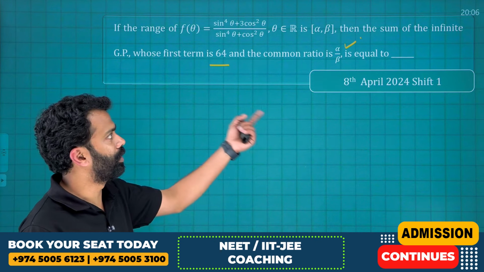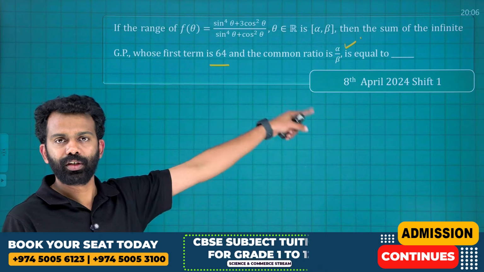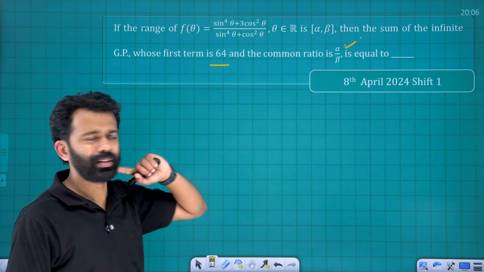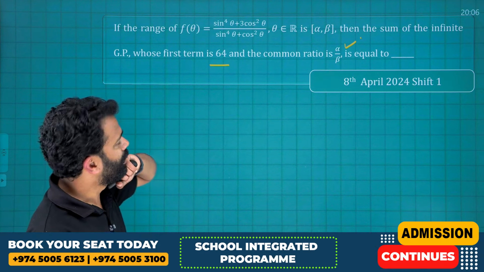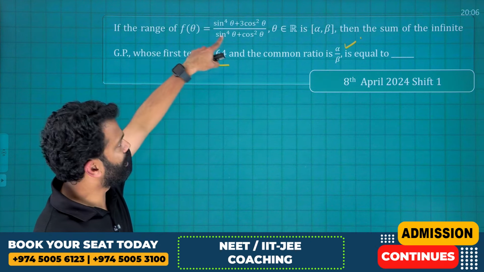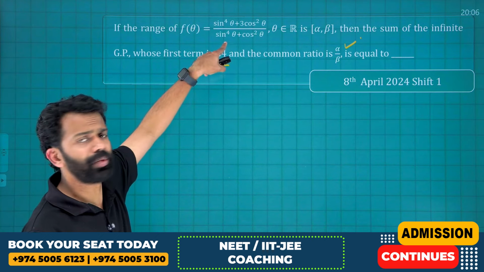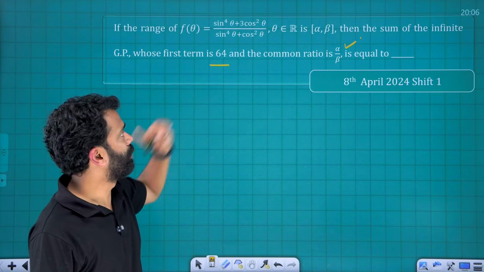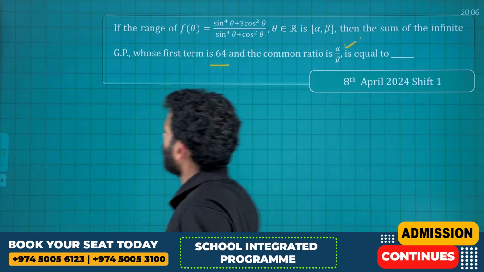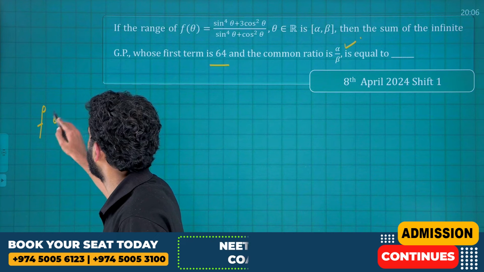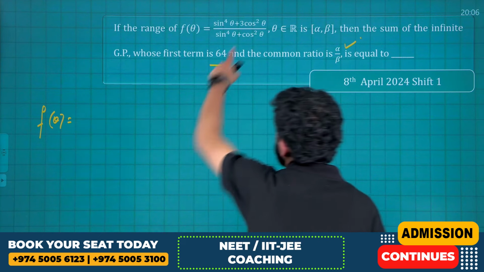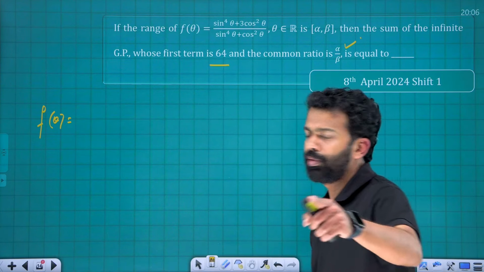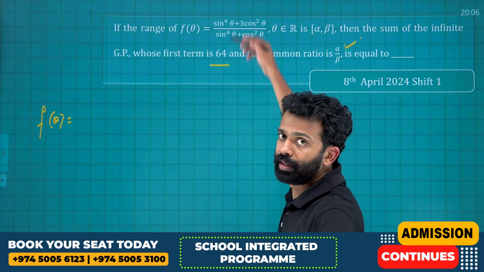You know how to formulate the sum of infinite terms when first term and common ratio are given, right? So how are you going to do this one? Easy actually. I think you can use either differentiation or the basic conventional algebraic method. I think we can try the conventional algebraic method for that one. Therefore f of theta is equal to sin raised to 4 theta plus 3 cos square theta. We have already discussed how to formulate it if it appears like this.